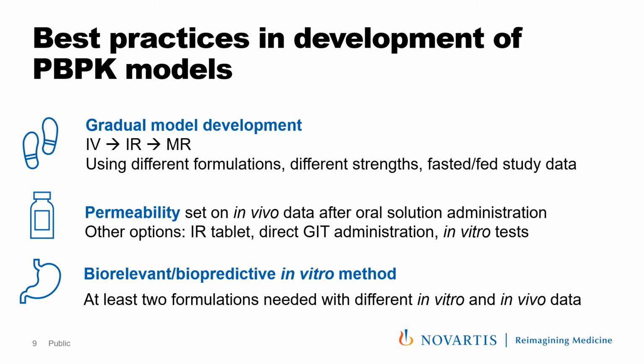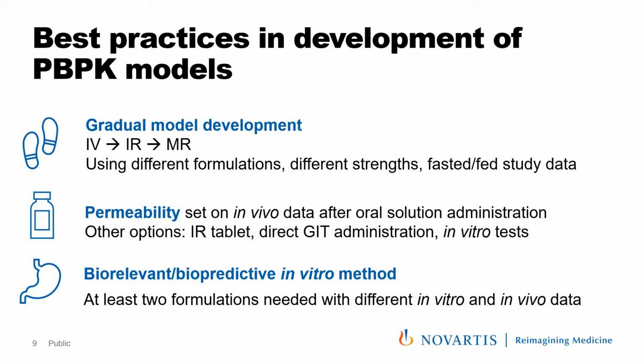For example, first developing a model for intravenous data to correctly capture distribution and elimination phase. Then use immediate release products to capture absorption phase, and lastly include modified release formulations. It is best to show the model predicts well different formulations, different strengths, and different physiological conditions, for instance fasted and fed state.